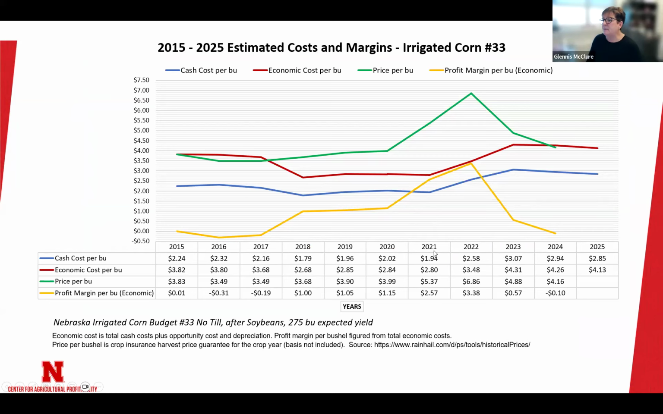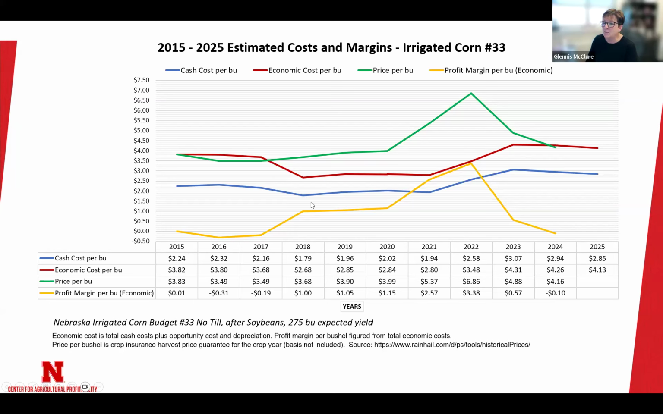All right, so these may look familiar. I will be publishing Cornhusker Economics here within a week or so. I'm just showing you here an irrigated corn budget number 33, which is a 275 bushel yield budget, no-till after soybeans. So it's an irrigated corn budget, I think electric pivot. And we're looking here at our cash cost line and our economic line. These are how those figures have changed from 24 to 25. You can even look back to 2015 and see how things have changed over the time there.